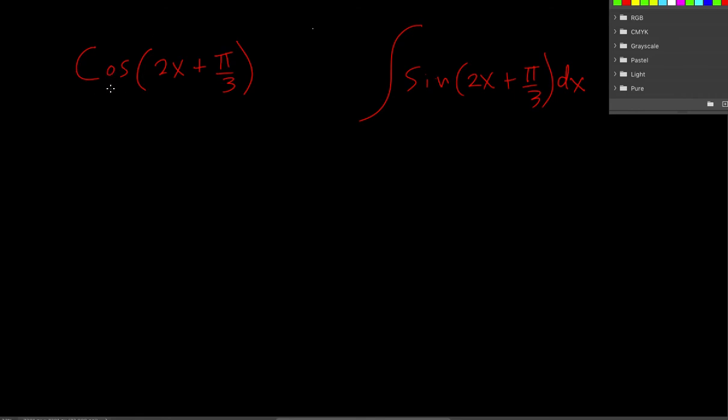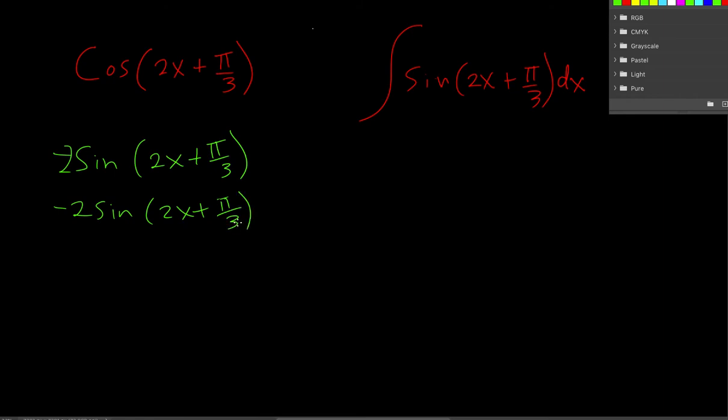So the derivative of cosine is negative sine. You rewrite the inside, and then multiply by the derivative of the inside, which is just 2. So that's negative 2 sine of 2x plus pi thirds. Then we want to look at how this is different from this. And it's just the negative 2.